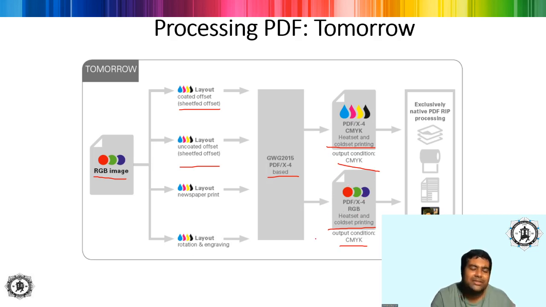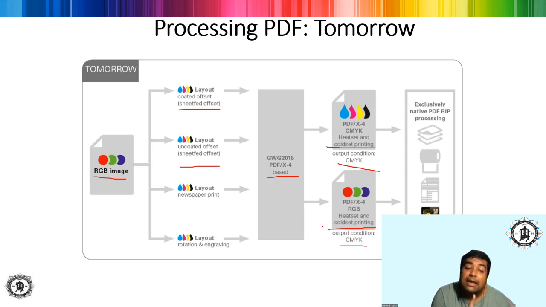I'll talk about this creation of media neutral files. As soon as you are sending it to the RIP, any RGB element that is there will first get color converted using the output intent condition that is provided in the PDF/X file, right? So no matter whether you have got RGB images or not, it will ultimately get converted. So no worries in that.